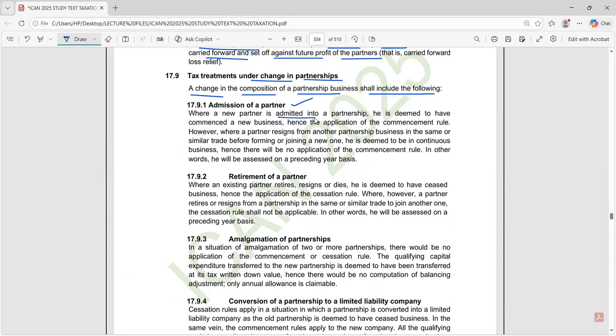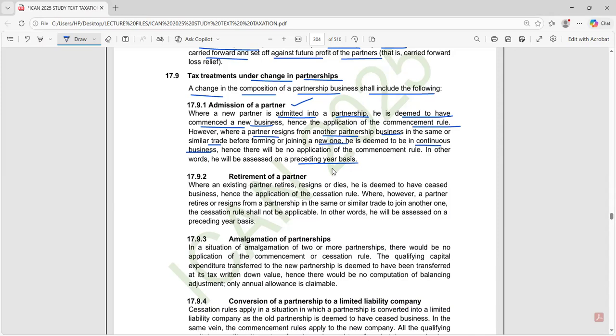Where a new partner is admitted into a partnership, he is deemed to have commenced a new business. We're going to be using the commencement rule if we're admitting a new partner. Hence, the commencement rule will be applied. However, where a partner resigns from another partnership business in the same or similar trade before forming or joining a new one, he is deemed to be in continuous business. Hence, there will be no application of the commencement rule. In other words, it will be assessed on a preceding year basis. You get what I'm trying to say now?